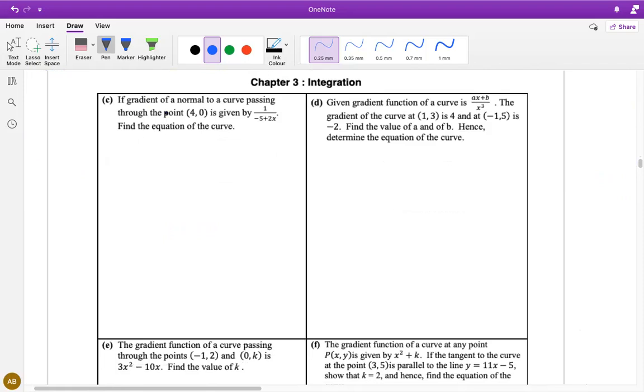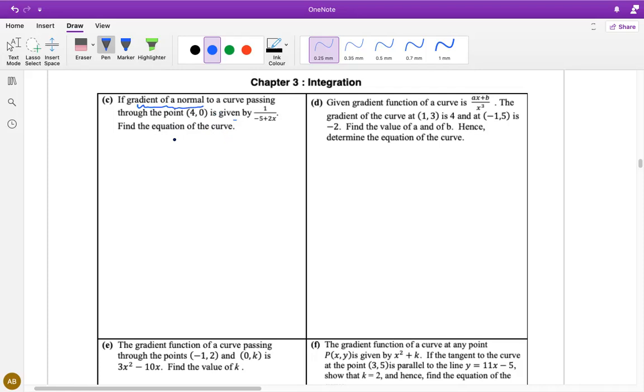Now this one is number C. If the gradient of a normal to the curve passing through the point (4, 0) is given by 1 over (-5 + 2x), find the equation of the curve. Okay, this is a gradient of the normal.